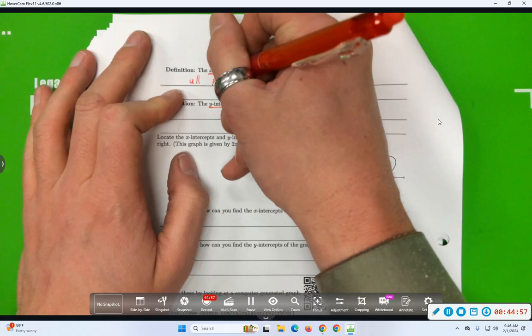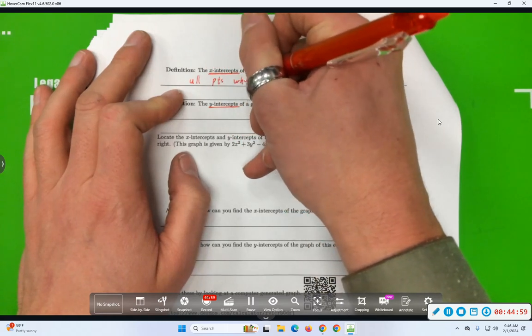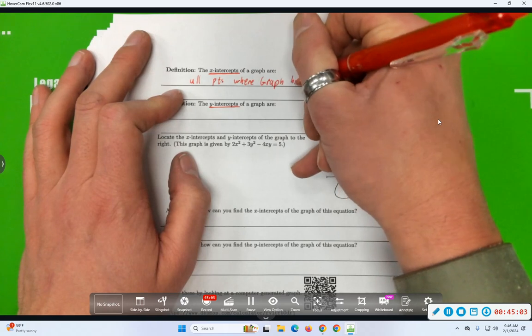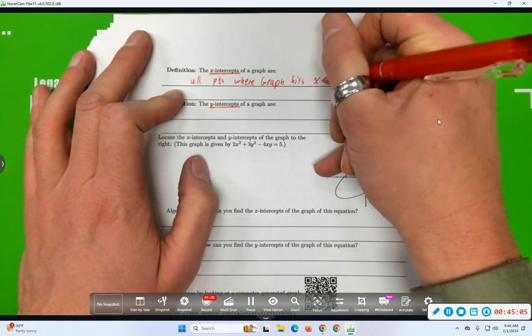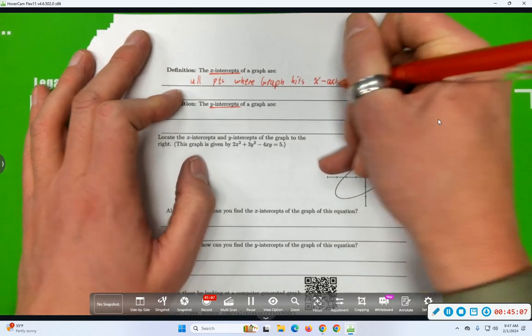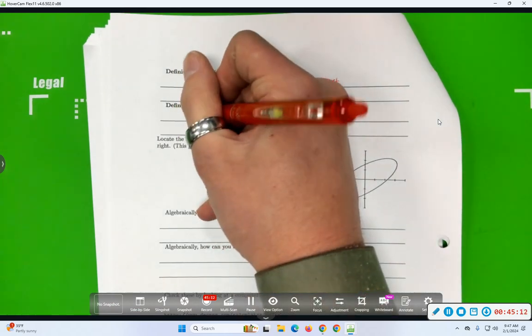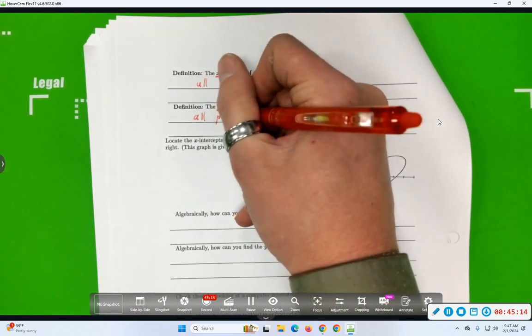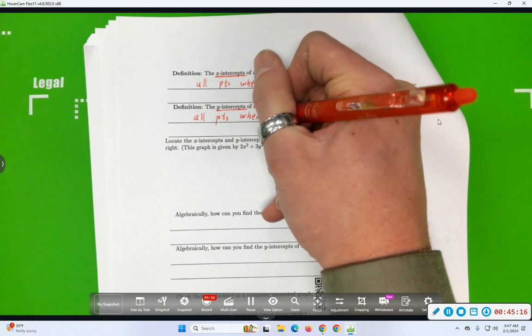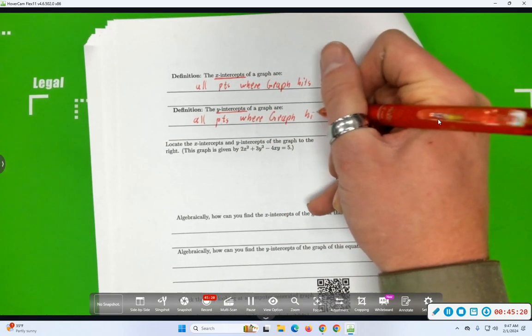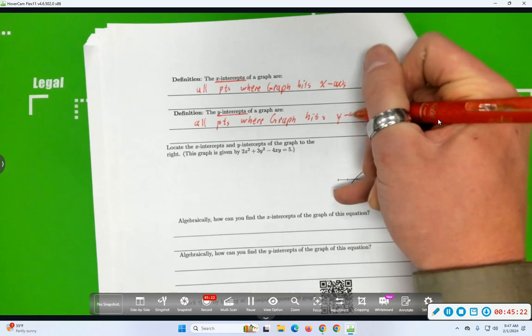All points where the graph hits the x-axis. Similarly, the y-intercepts of a graph are all of the points where the graph hits the y-axis.